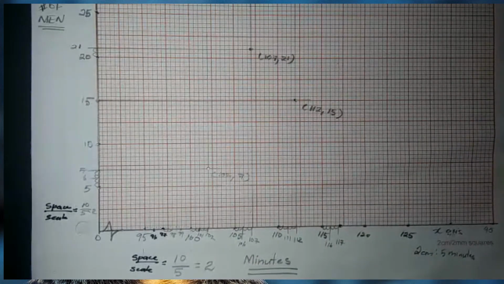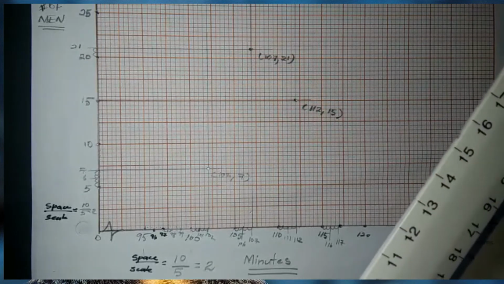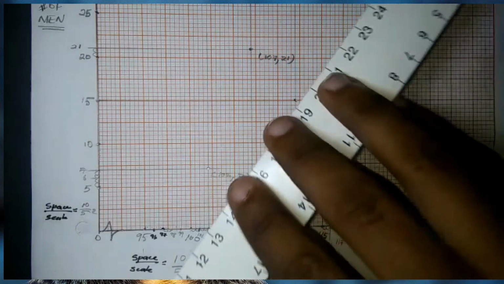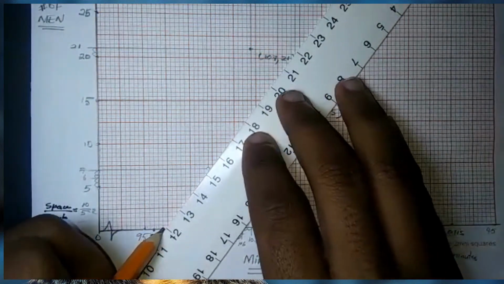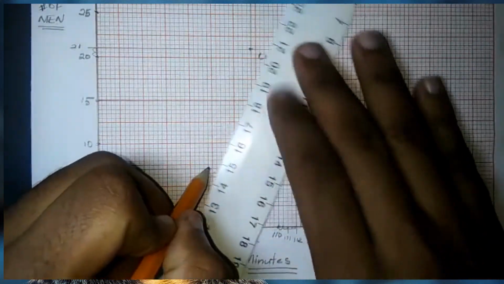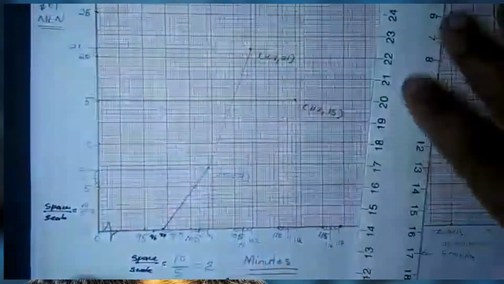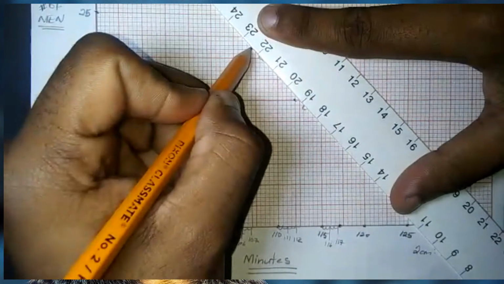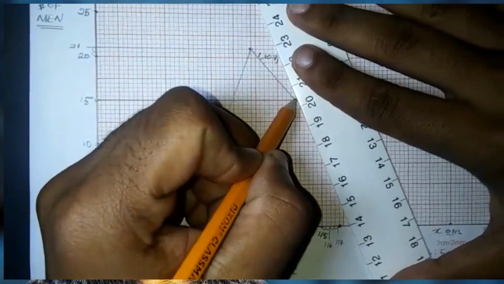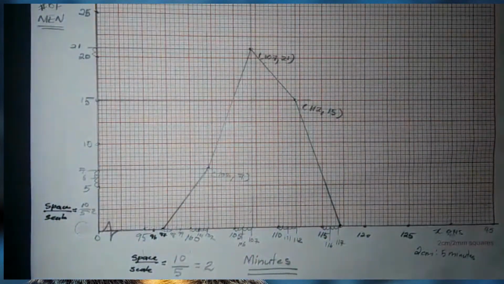So what I can do now is use my ruler and draw my frequency polygon. Using my ruler and drawing straight lines with my frequency polygon. There you go. Coming here as well. So I'm basically connecting the dots. There you go. And my frequency polygon is complete.